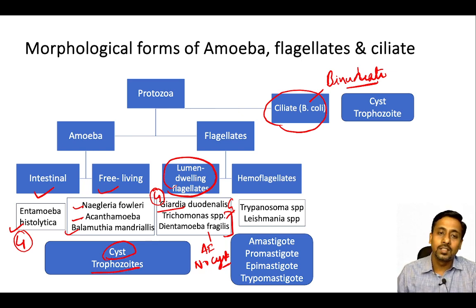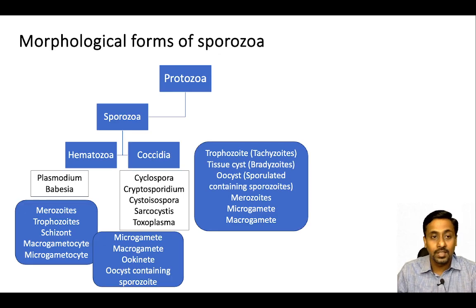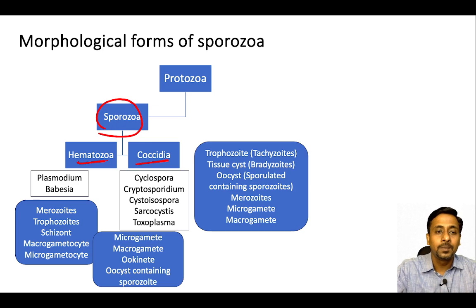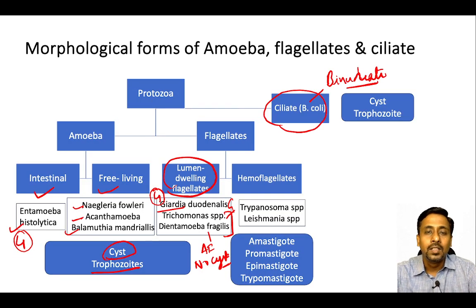Now the second morphological form seen among them is the trophozoite. Trophozoite is present again in both the amoebas, the lumen dwelling flagellates, the ciliate, and along with that it is also present in sporozoans, which include hematozoa and coccidia. Okay. So what is the difference between these trophozoites?